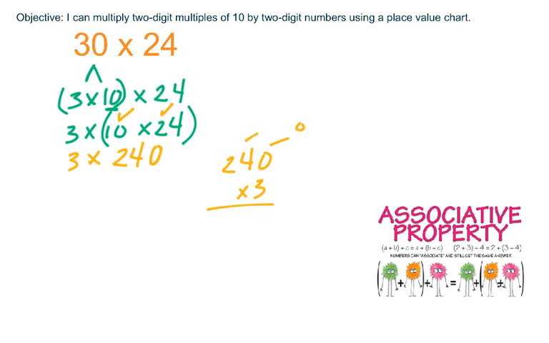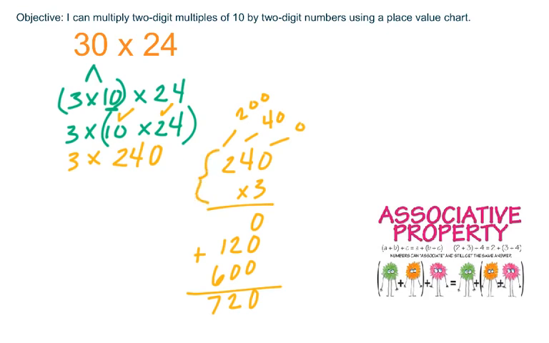So I've got 0. My 4 is not just a 4, it's a 40. My 2 is not just a 2, it's a 200. So I have 3 times 0, anything times 0 is 0. 3 times 40, well, 3 times 4 is 12, times 10 is 120. And 3 times 200 is 600. Add them up: 0, 2, and 7. So that tells me that 240 times 3 equals 720.